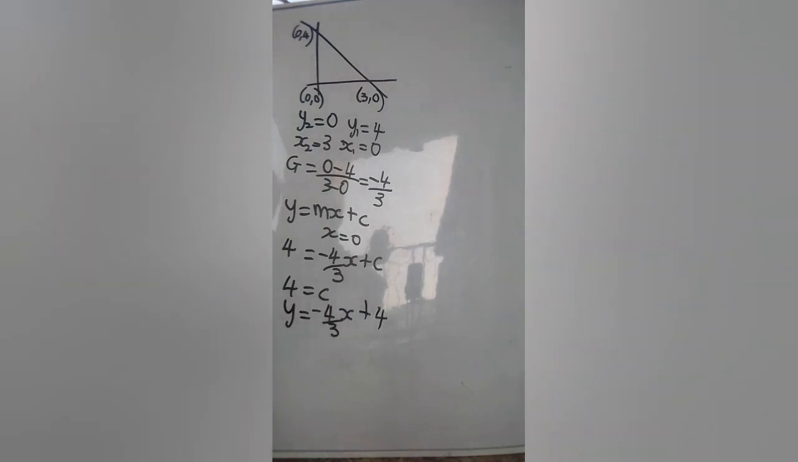This can be our final answer, but since this is not in the options, we simplify it further by eliminating the 3 here. We eliminate the 3 by multiplying by 3. So this will become 3y is equal to minus 4x plus 12. And this is our final answer.